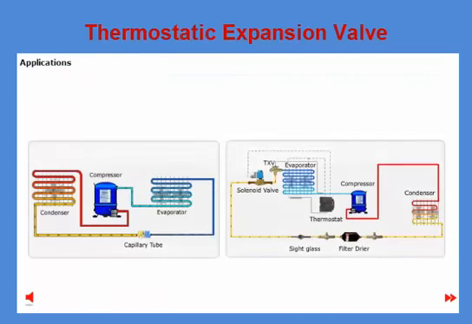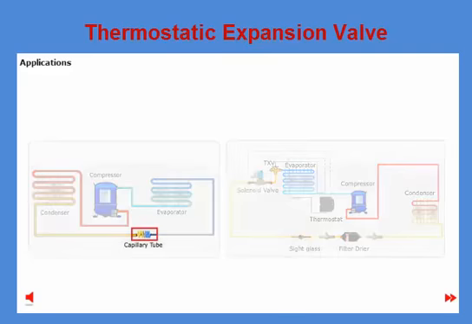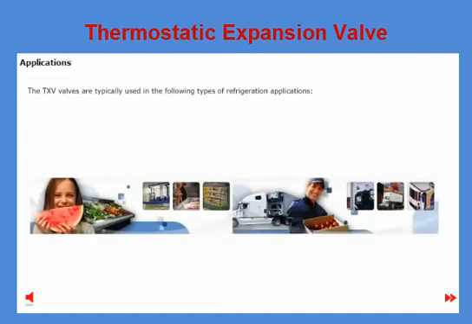A throttling device is necessary in all refrigeration applications. In the most basic systems with little demand for optimization, a capillary tube may be used. However, as soon as optimization of energy or function is necessary, a thermostatic expansion valve, TXV, is used. These valves are typically used in a wide range of refrigeration applications. On the following slides, a selection of some of the possible applications is shown.